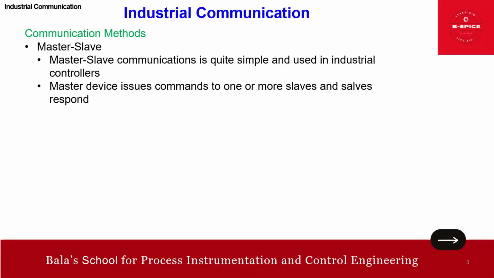Then the processor runs its program and changes any outputs if necessary. Then it sends or writes new data to the output registers of modules in the local rack and the three external racks. So this is how master-slave communication works.